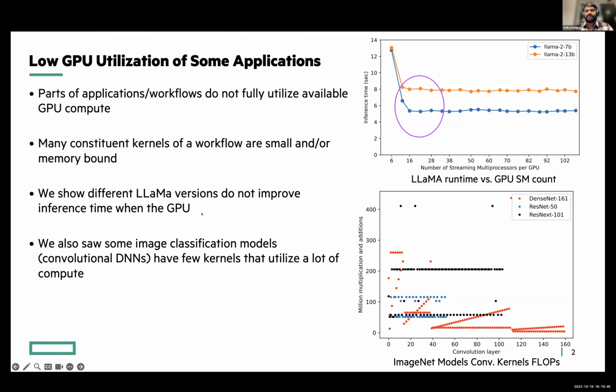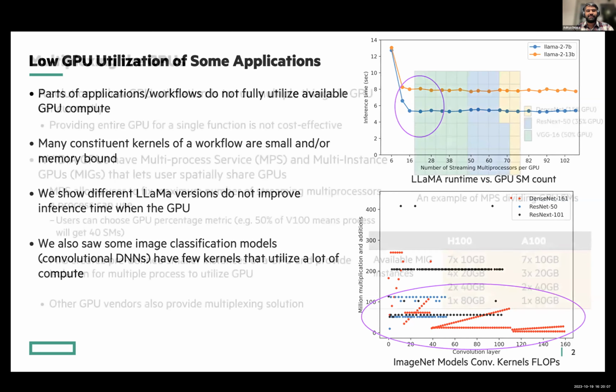Also what we saw with some of these convolutional models, like DenseNet, ResNet, or RegNet, the image recognition models, we saw that some of the kernels utilize a lot of flops. They have a very high flops count, millions of multiplications, but most of them are pretty low down here. That means a lot of kernels are not fully utilizing the GPU at all.